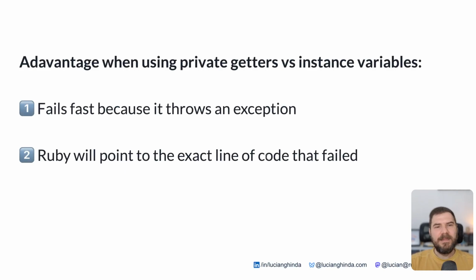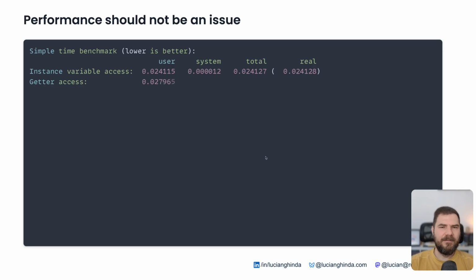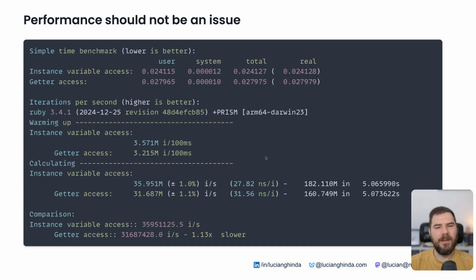So the advantages when using private getters versus instance variables: it's fail fast because it throws an exception, and Ruby will point to the exact line of code that failed. Performance should not be an issue if this is what you are concerned with. I ran a very simple performance benchmark on my local computer, and it's not noticeable. Of course, if you are writing high performance or performance intensive code, maybe you want to keep an eye on this. But for the most common production or application code, this should not matter.